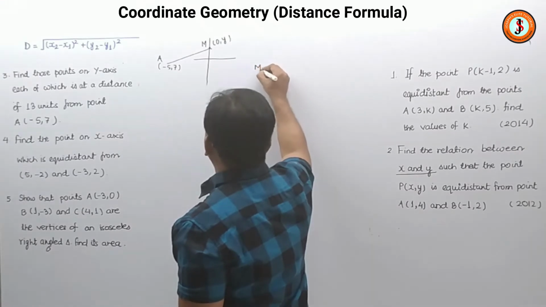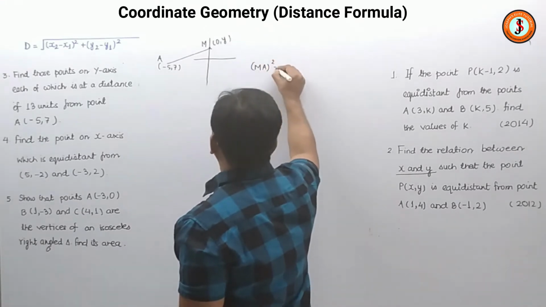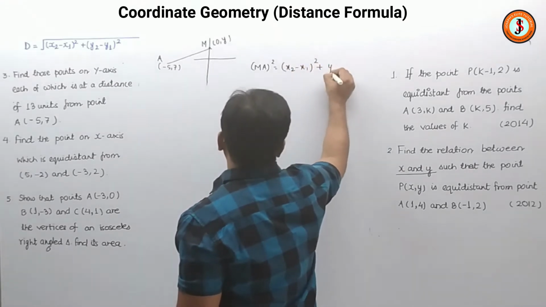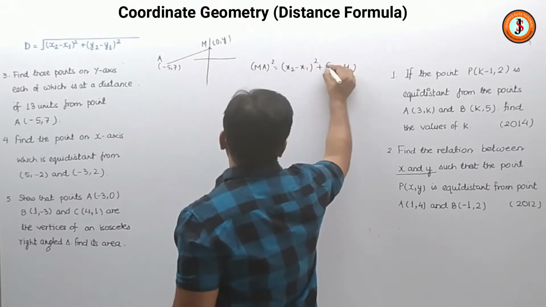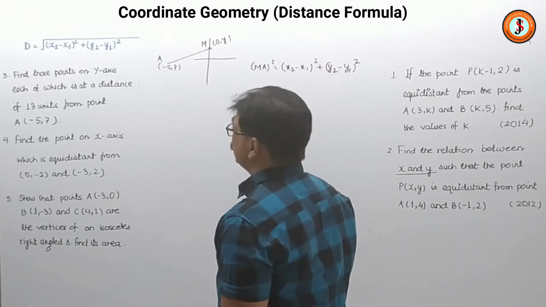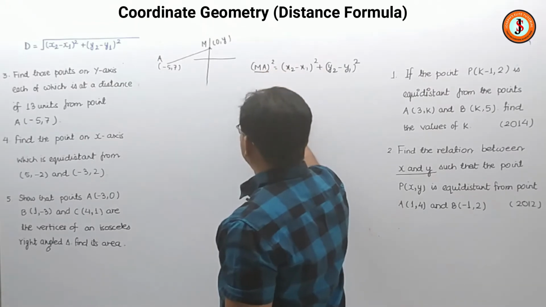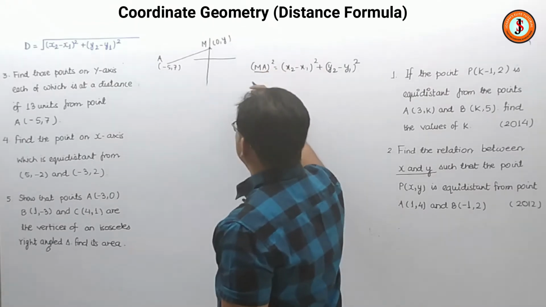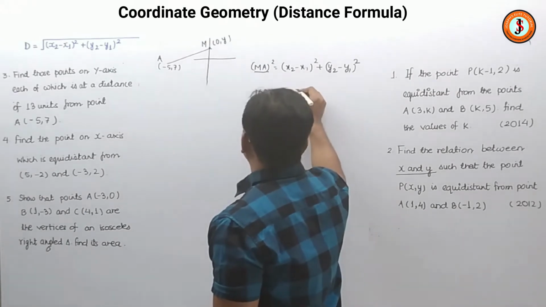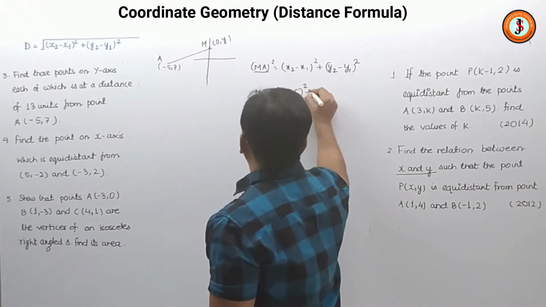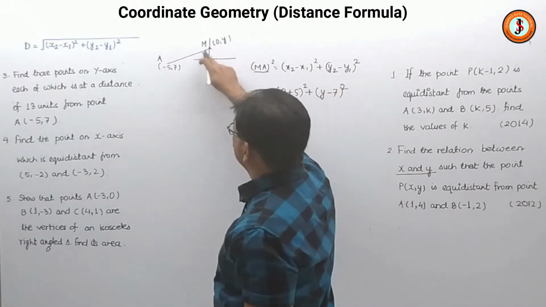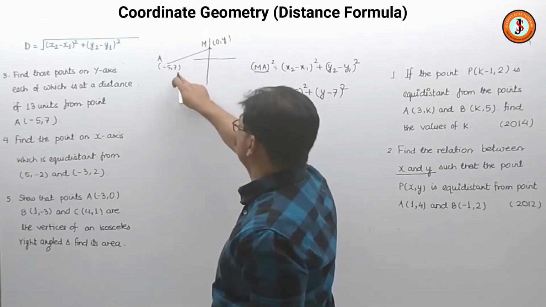Yes, MA square is equal to x2 minus x1 the whole square. Since I am taking the square, the root will not be there. Plus y2 minus y1 the whole square. So MA square is given as 13 units. So 13 square is 169, which is equal to x2 minus x1, 0 minus minus 5, so 0 plus 5 the whole square, plus y2 minus y1.